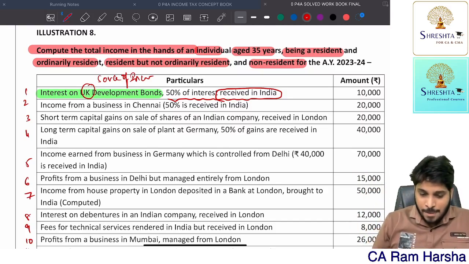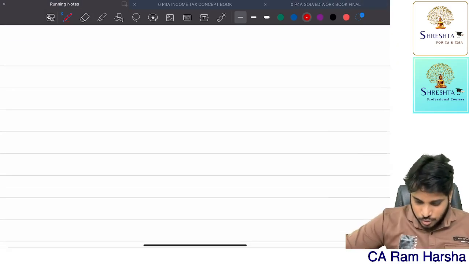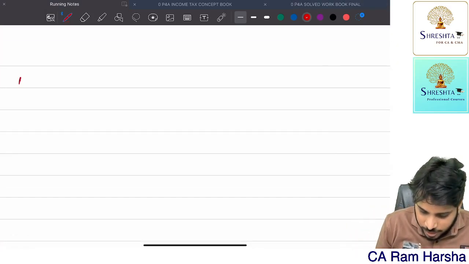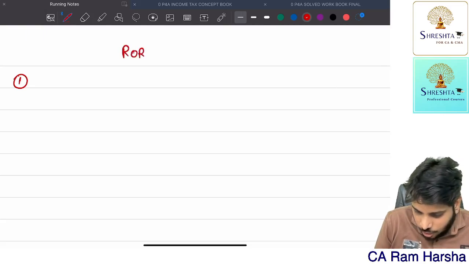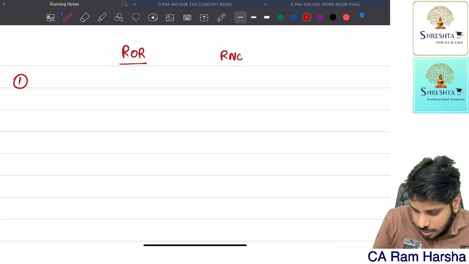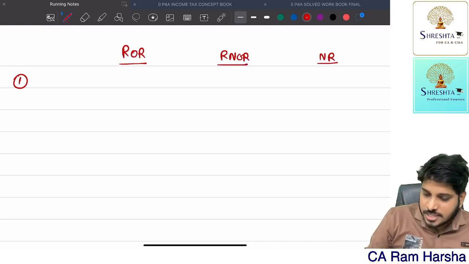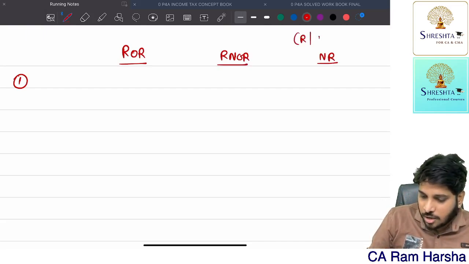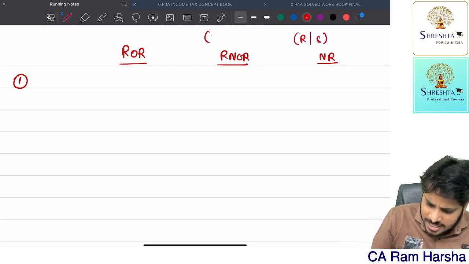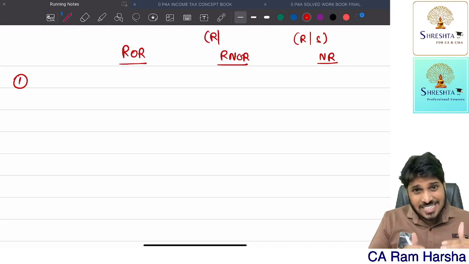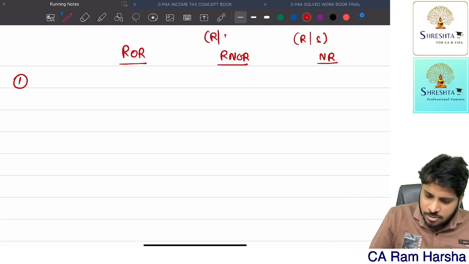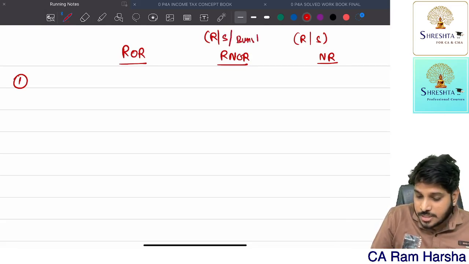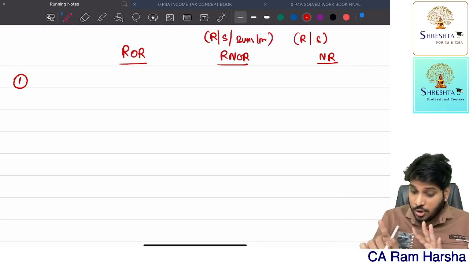Now tell me, let us open this one. So point number 1. Resident and ordinarily resident, resident but not ordinarily resident, non-resident. Now tell me, for non-resident, what is taxable? Received in India or source in India? Only then it is taxable. Even for resident but not ordinarily resident, either received must be in India, source must be in India, or if both are outside India, it must be business or profession controlled from India.